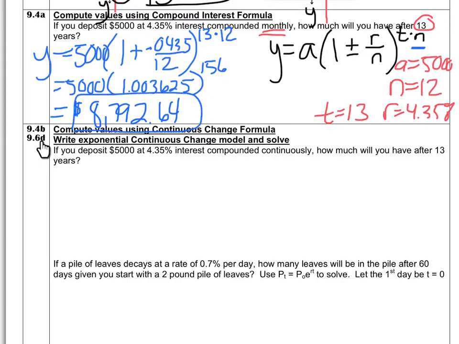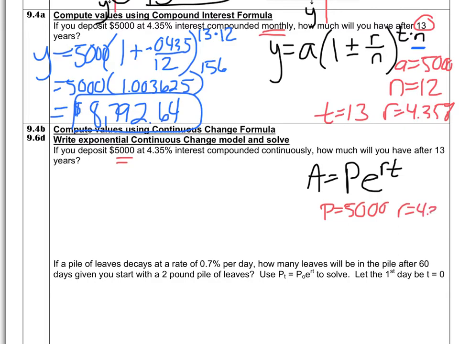Now 9.4b and 9.6d wants us to compute values using the continuous change formula. Remember that's A equals P e to the rt. So this is the ending amount right here is A, and that's going to be equal to your P, which is your starting amount, and it's e raised to the rt power. So on this one, we're going to deposit $5,000. That's going to be our P, our starting amount. The rate is still going to be 4.35%. And it's compounded continuously, so we use this formula, over 13 years, so that's the t.